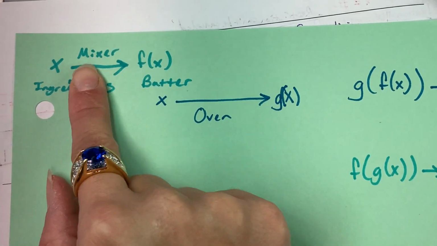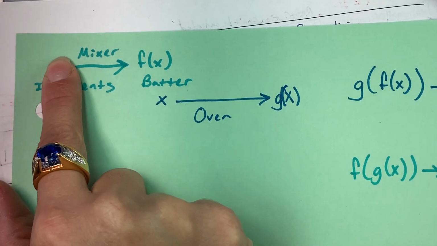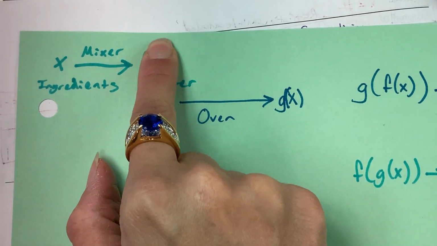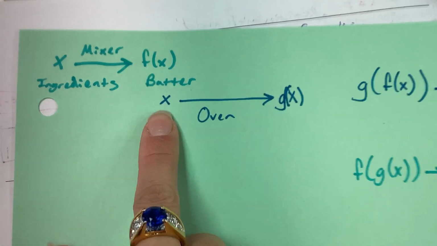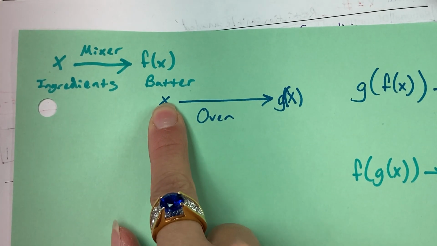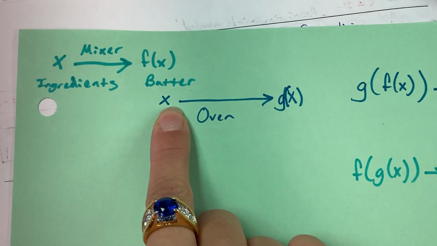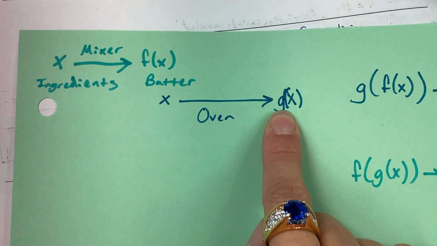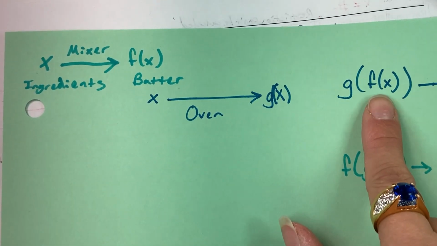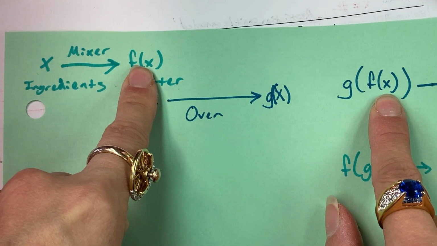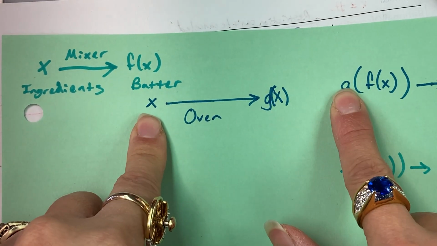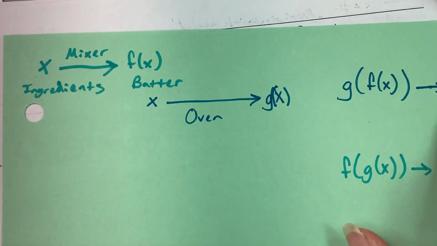So my f function is a hand mixer function. We put ingredients in, we use our mixer function and we blend them together and we get batter. Now, if that output becomes the input of another function, so if f of x, the batter, now becomes the x input of our oven function, if we put that batter into our oven function, we get an output of a cake. So if I find g of f of x, I'm taking that batter and putting it into the g function.